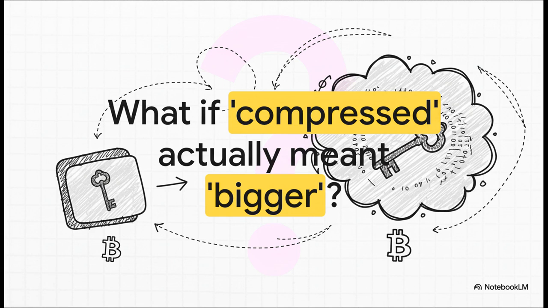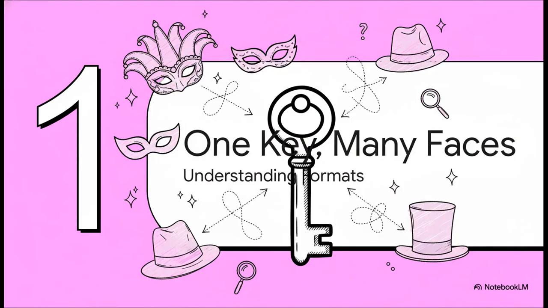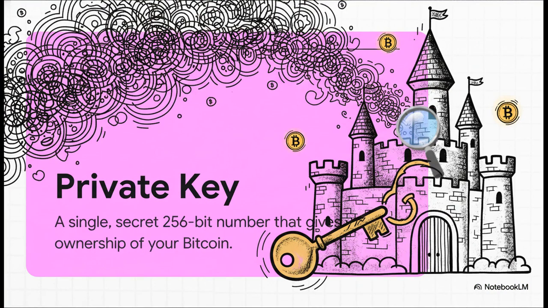But in the world of Bitcoin private keys, this isn't an error. It's a deliberate design choice. And the reason for it is, well, it's surprisingly clever. But before we can solve that mystery, we need to get to know the main character in our story, the private key. Because at its heart, it's a really simple thing that just happens to wear a lot of different disguises. So let's just strip away all the jargon for a second.